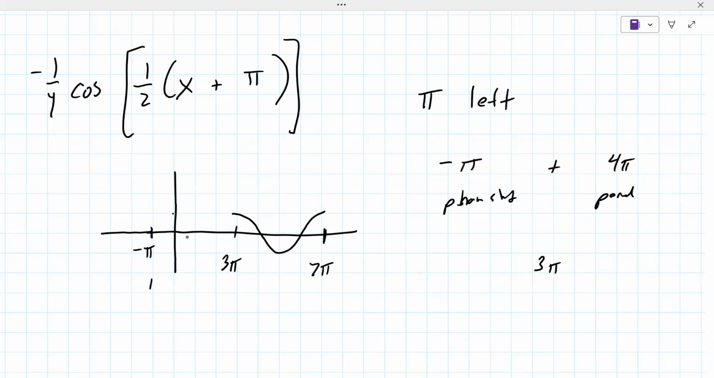So always start with the parent graph. I don't worry about the amplitude or reflection yet. You kind of have to deal with everything. So you deal with the phase shift and the period together. Now, in all the problems we did last time, we just had period changes. Phase shift and period work together. Let me know if this is clear or makes sense. Okay.